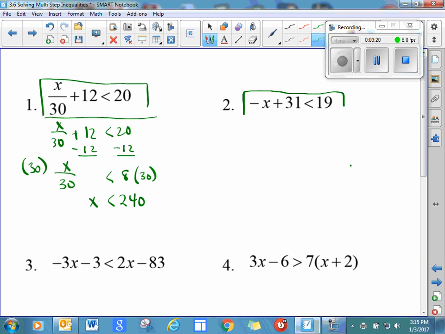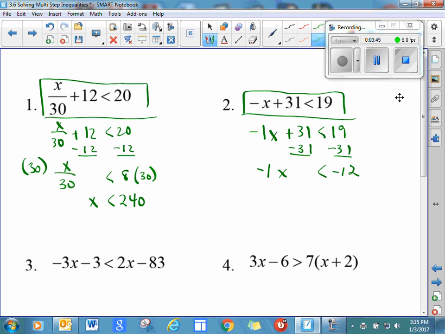I'm seeing a ghostly 1 here in our future, so when I rewrite this, I'm going to add our friend, the ghostly 1. I'm going to subtract 31 from both sides. That leaves negative 1x less than, and 19 minus 31 is a minus 12. If you have to go over to the side and do it, you can do that over here on some scratch paper.